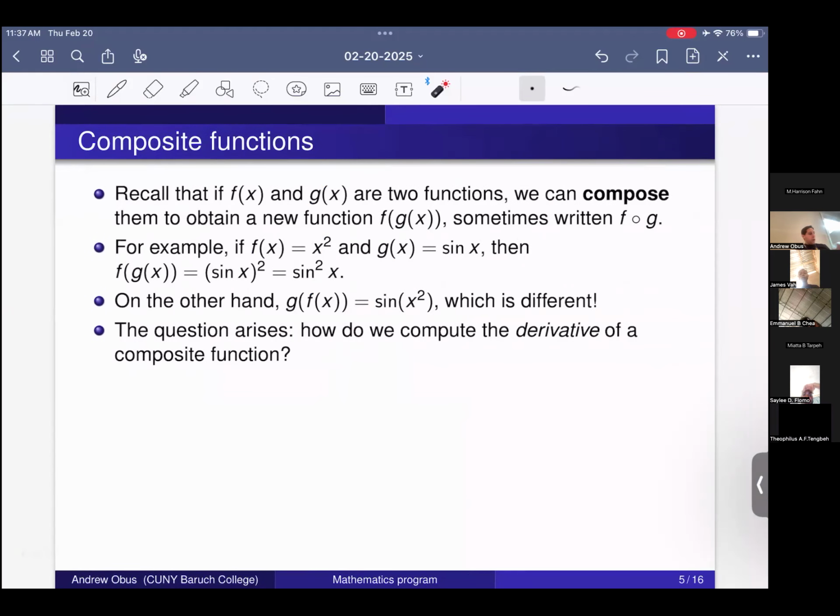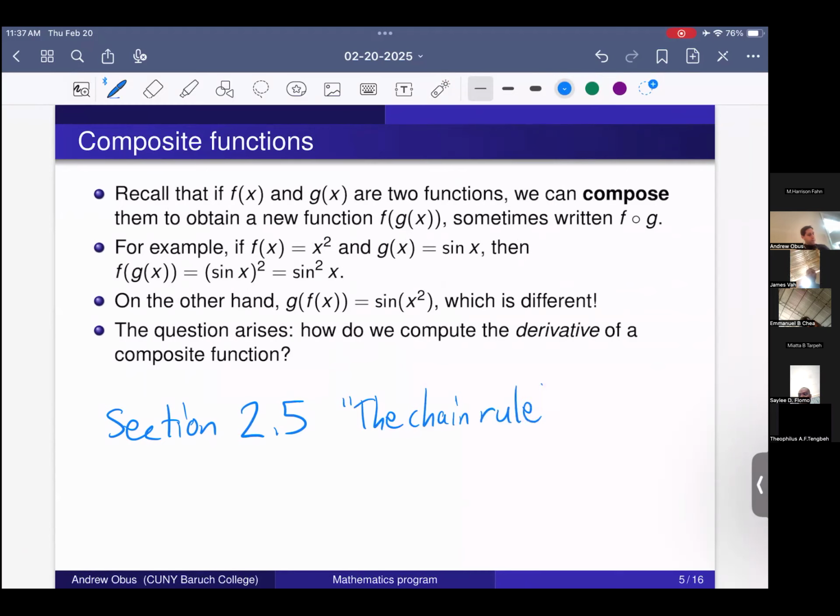Okay. So let's start a completely new topic. If you want to follow along in the textbook, this all is section 2.5. So this is called the chain rule. Okay. So let's say that we have two functions, f of x and g of x. So we talked earlier on this year about how we can compose these functions. So you can do f of g of x, which means you apply one function first and then you apply the next function. Okay, and sometimes as notation, this is written f following g.